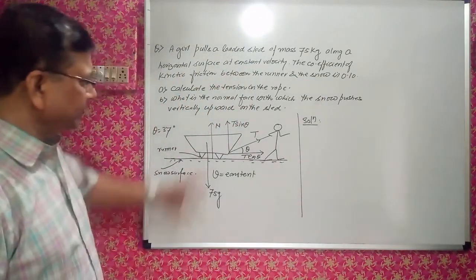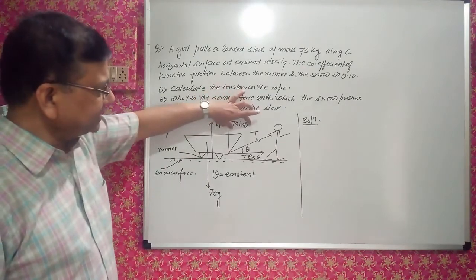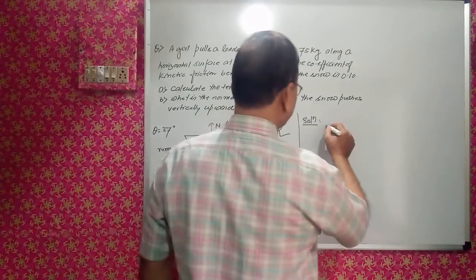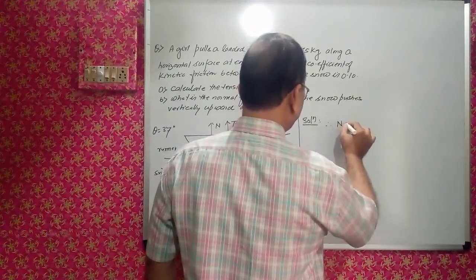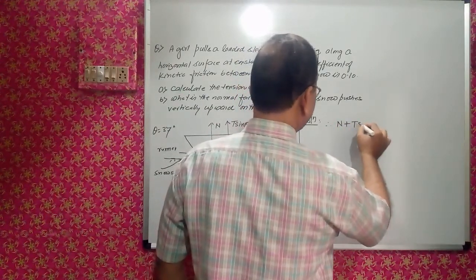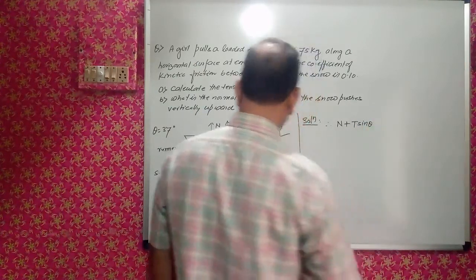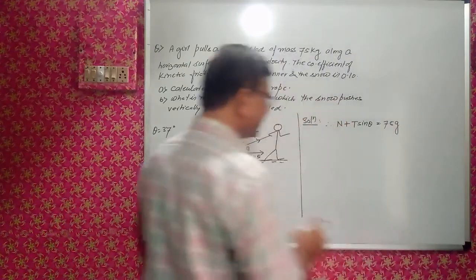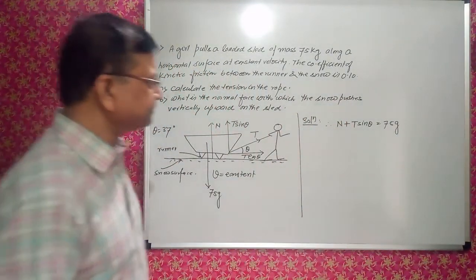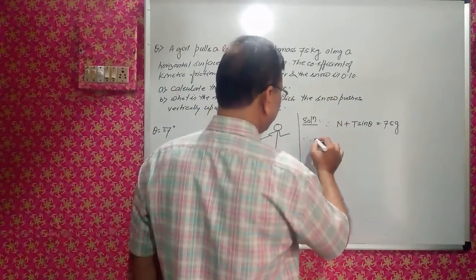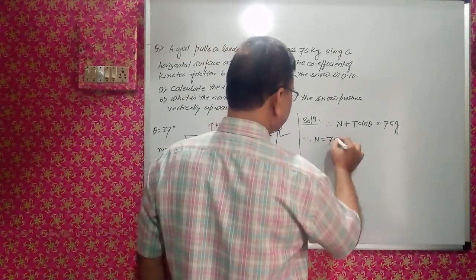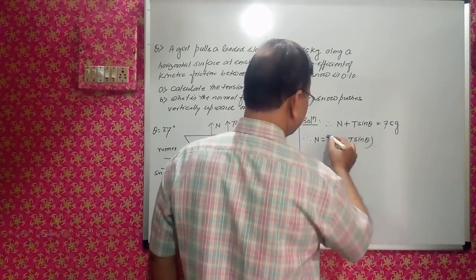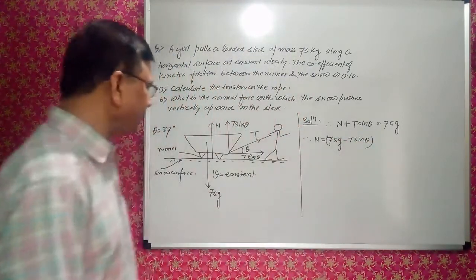See, normal reaction plus this force is balancing the weight. Therefore we can write N plus T sin theta is equal to 75g. With this we can find the normal reaction. Therefore N is equal to 75g minus T sin theta. Normal reaction is known now.